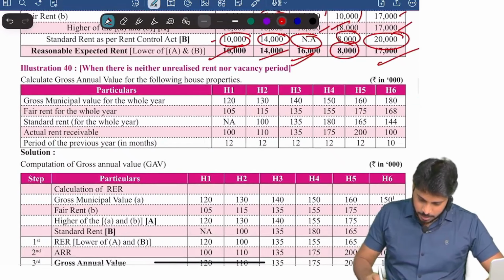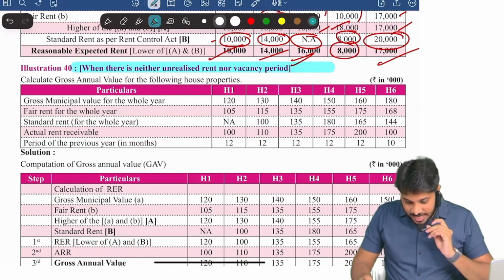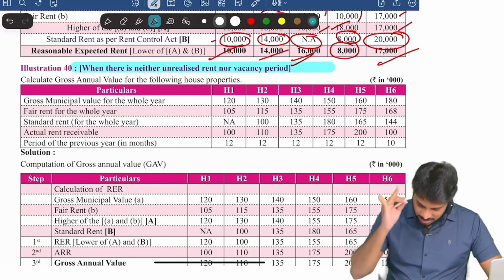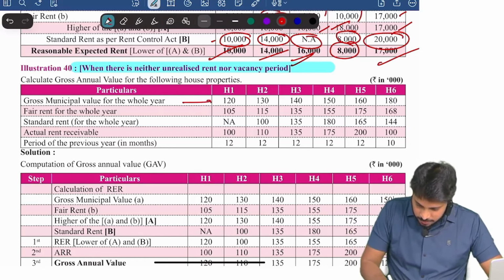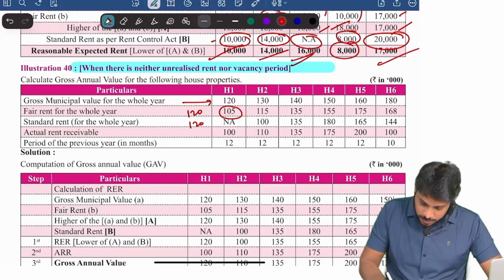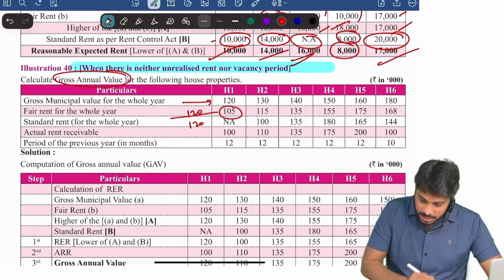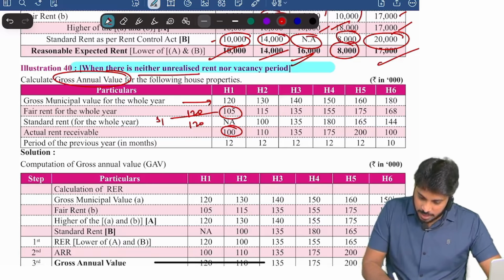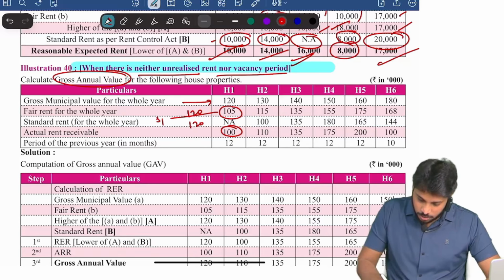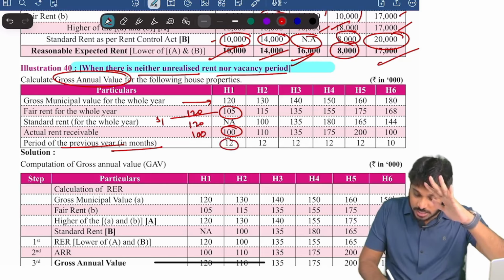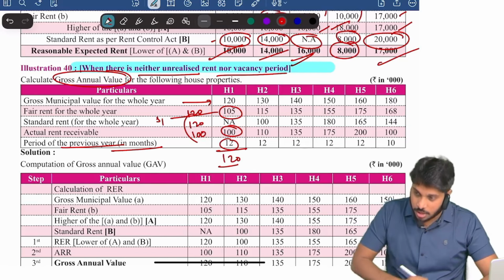Next, when there is neither unrealized rent nor vacancy period, leave it directly. Municipal value 120, fair rent for whole year is 105, therefore expected rent 120, standard rent is 0, therefore expected rent is 120. Correct? Now they are asking us to compute gross annual value. Step number 1, 120. Step number 2, receivable is 100, and remember unrealized rent and vacancy concept is not applicable. Period occupied is the entire 12 months, which means there is no vacancy. Whichever is higher, therefore gross annual value 120.